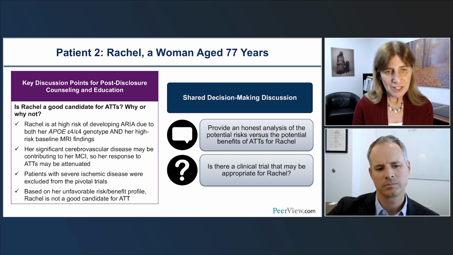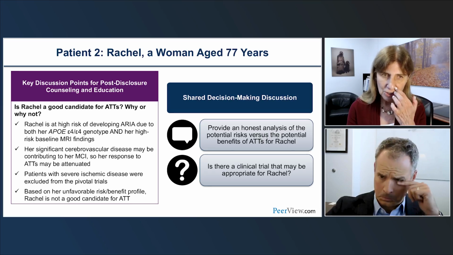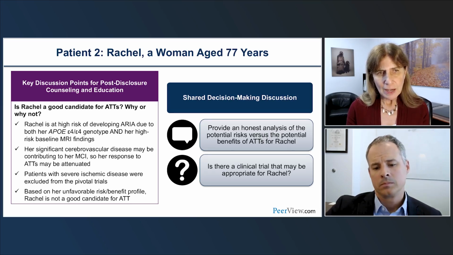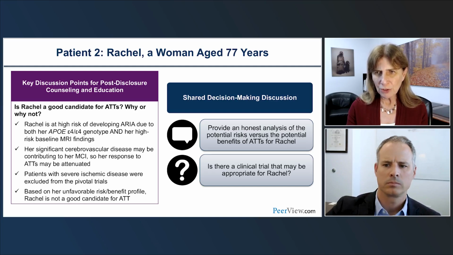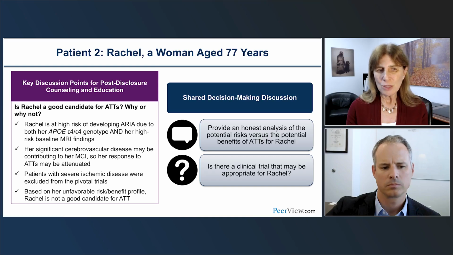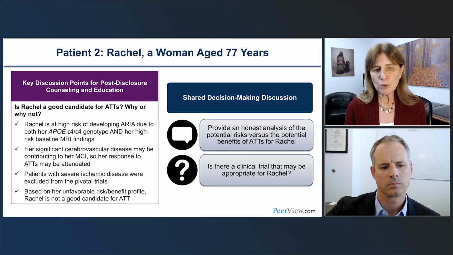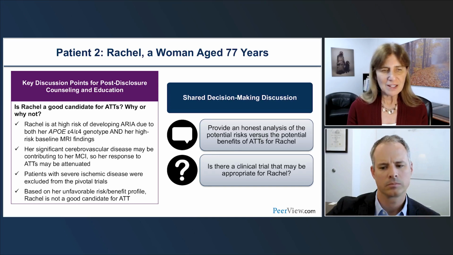Yeah, she's got severe white matter disease, or moderate to severe, and patients like that were excluded from the pivotal trials. So we were using Fazekas scores, but anyway, people with mild and at most moderate white matter disease, not severe ischemic disease. So whether this treatment is going to benefit her or just expose her to more risk of side effects, I agree with you.